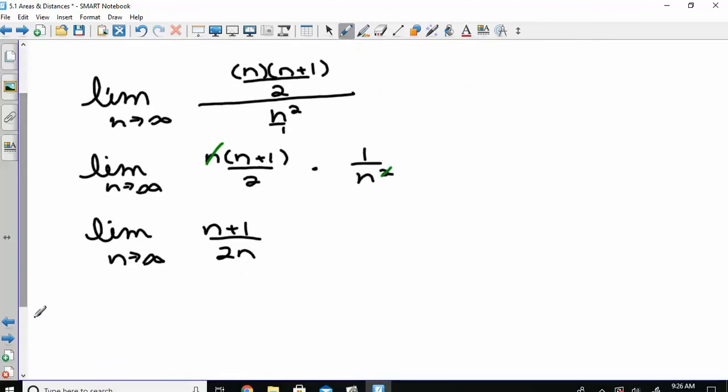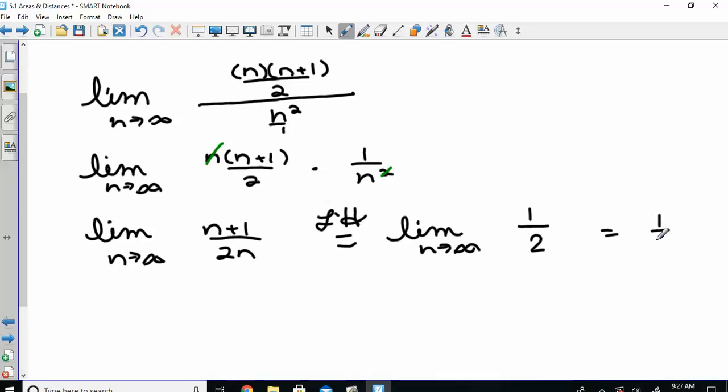Okay, if I just plug in infinity, I have infinity over infinity. What am I going to do? L'Hopital's would work. There's several options here, so L'Hopital's is great. That's probably the most recent thing that we've done. So that's the derivative of the top over the derivative of the bottom. Derivative of the top is 1. Derivative of the bottom is 2. So this equals 1/2.